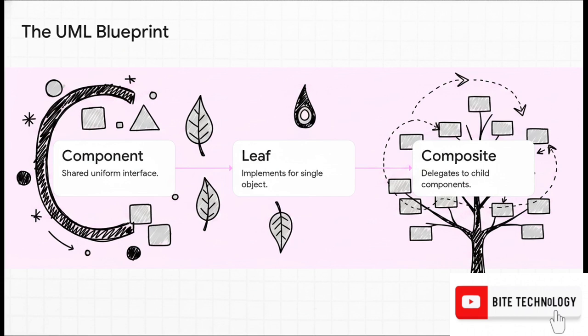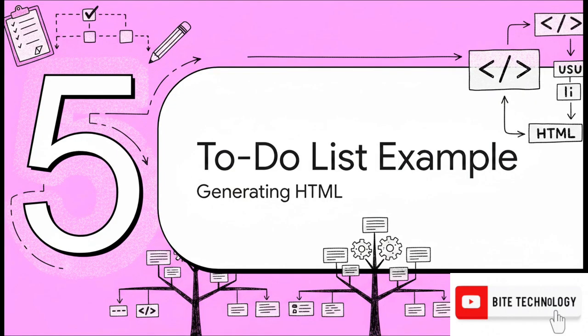And third, the composite. You can think of the composite like a middle manager. It houses a list of other components. When you call the operation on a composite, it simply loops through its list of components and gracefully delegates the work, telling them to run their operations. That delegation is the secret sauce that makes the whole architecture tick. Let's see this in action.